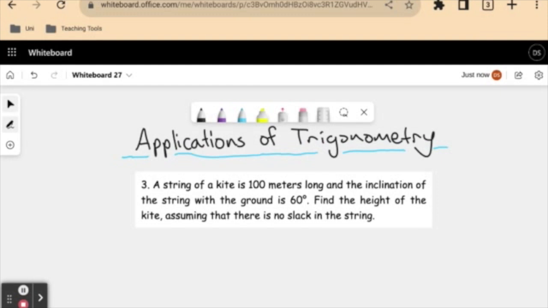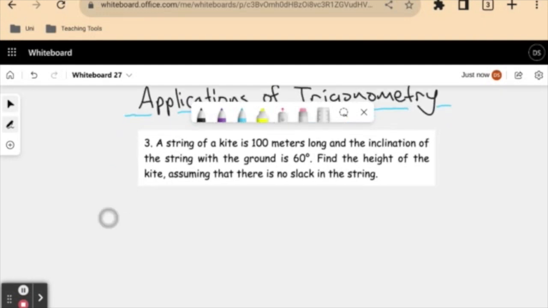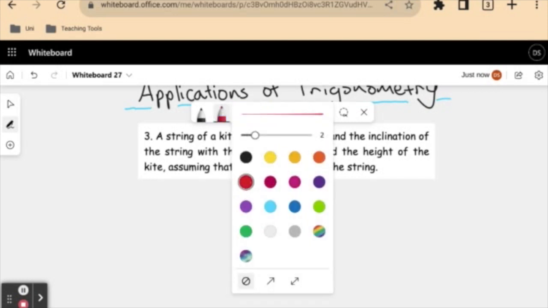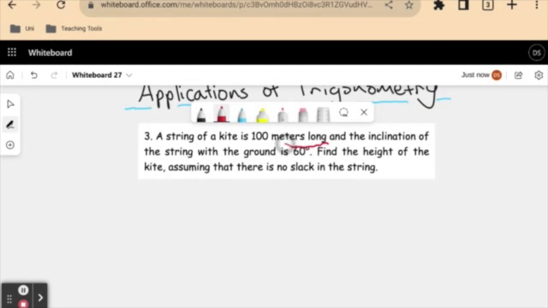Here I have attached a question that says a string of a kite is 100 meters long and the inclination of the string with the ground is 60 degrees. Find the height of the kite, assuming there is no slack in the string. So let's decompose this question and take the most important bits. I have a string of a kite which is 100 meters long, and the inclination of the string with the ground is 60 degrees. Now, we want to find the height of the kite from the ground.